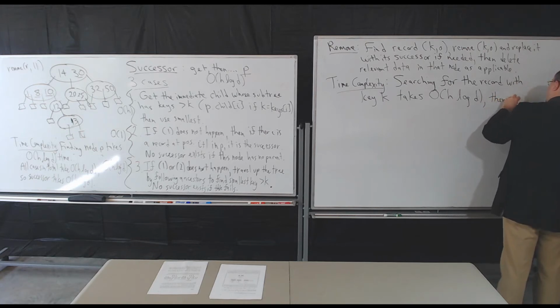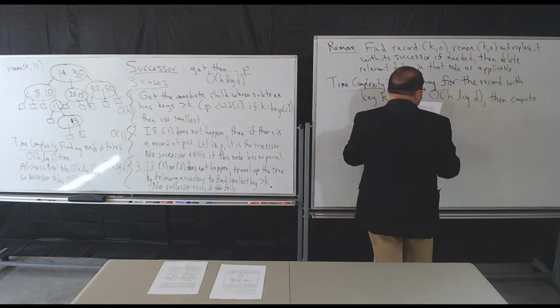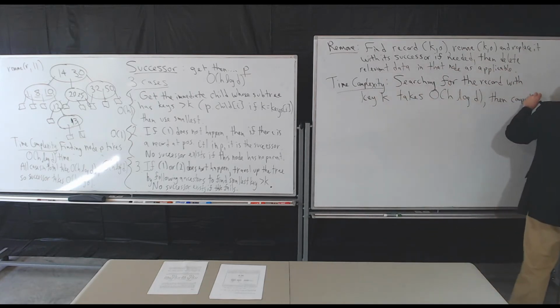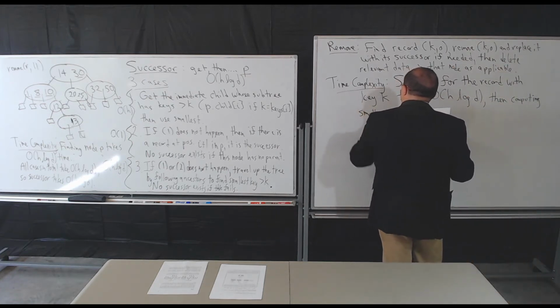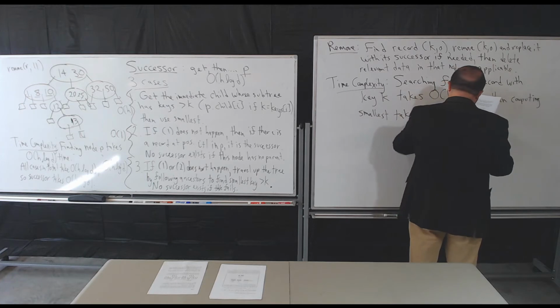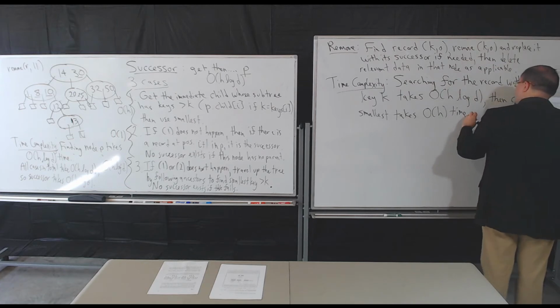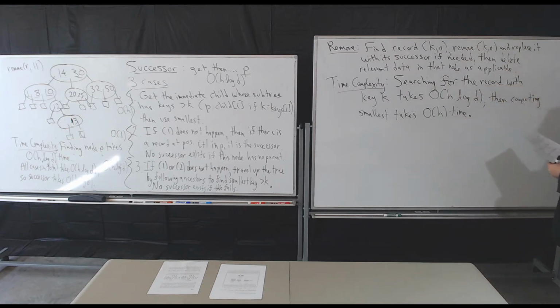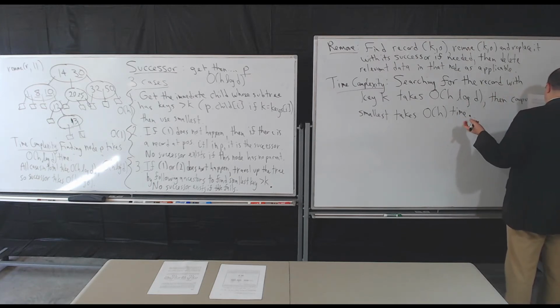Then, we compute the smallest. Computing the smallest takes big O of h time. Then what? Remember, just computing the successor in general is h log d, so this isn't really terribly interesting at this point. Because naturally I'm just computing the successor if I need to.